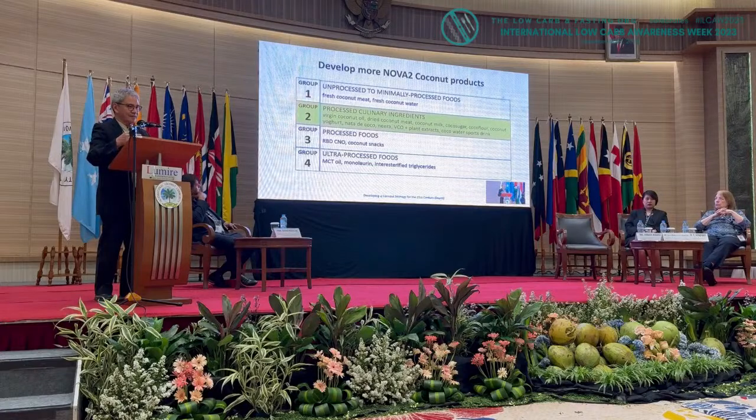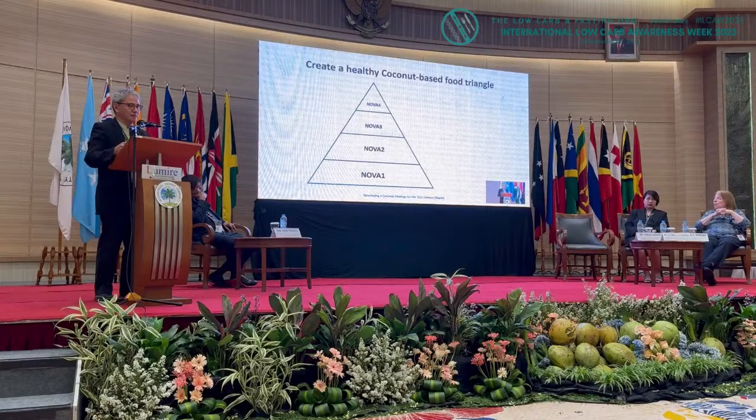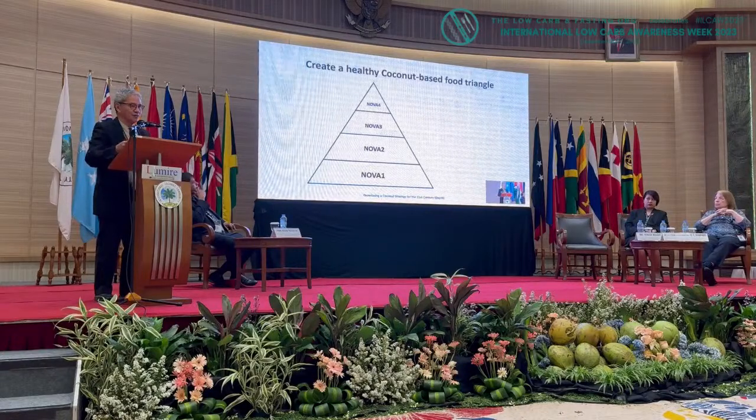Now, what I would like to suggest is that while we shouldn't stop making the other groups, perhaps we could put more focus on making the group 2 products. So these would be some examples. So at the bottom would be the base, so you consume more of that, and then Nova 2 would be a bit less, Nova 3 less, and Nova 4 would be even less.